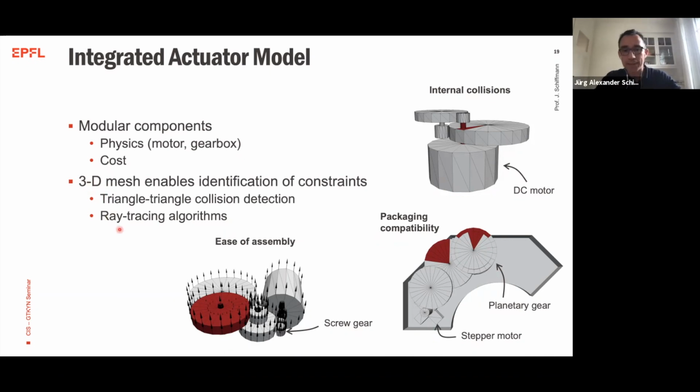And he has implemented techniques that he has taken from the gaming industry to have a really integrated actuator model that allows us to predict the performance, the cost, but also identify a potential violation of constraints.